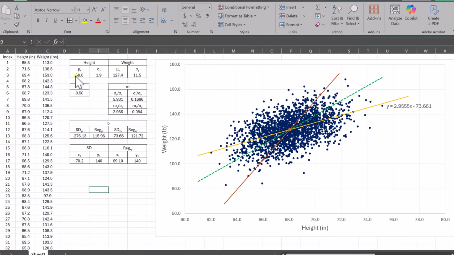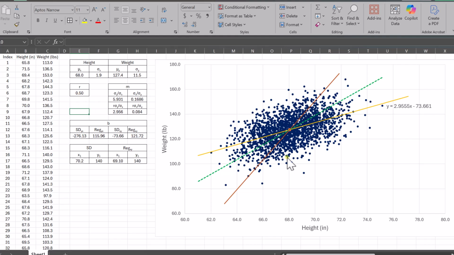All right, here's the averages and standard deviations of the heights and the weights, and then here's the correlation coefficient of the height and weight data, and you can just use the correlation function in Excel. But if you calculated this like we learned how to calculate correlation coefficients in chapter 8, you get the same result. Okay, so the correlation coefficient is 0.5.